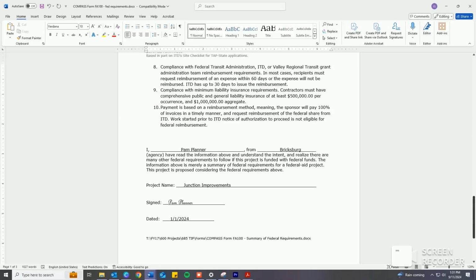Have your designated agency official read through each of the requirements carefully and then fill out the name, project, signature, and date lines on page 3.